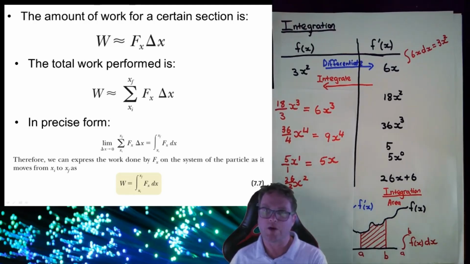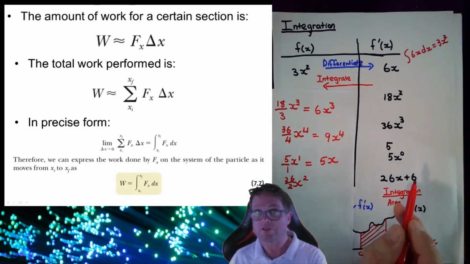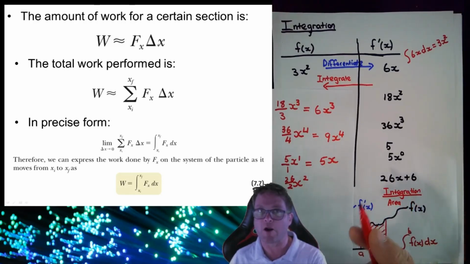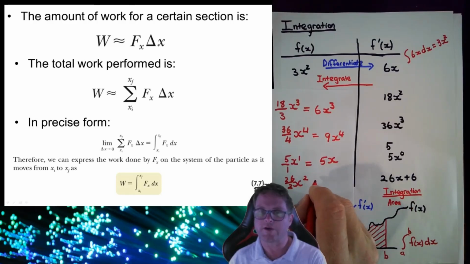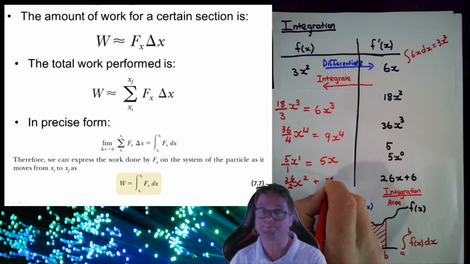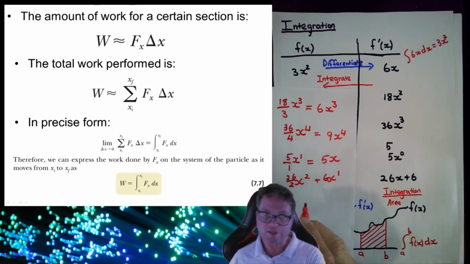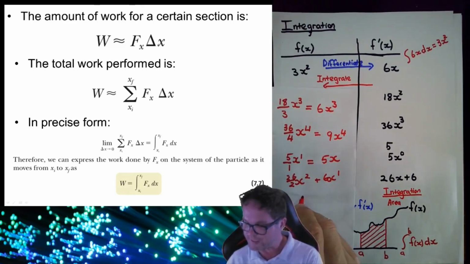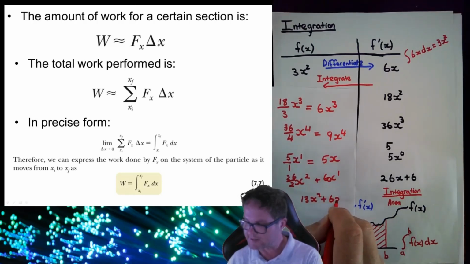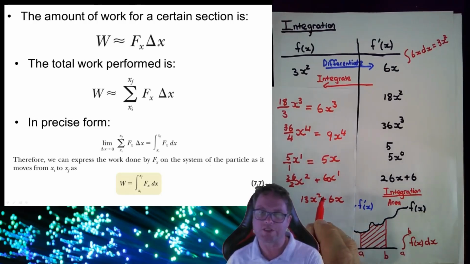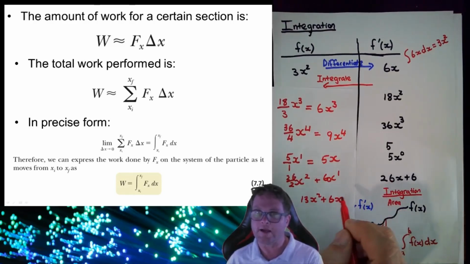Then we need to also take care of the second term. So remember, 6 is the same as 6x to the power of 0. So if I want to integrate x to the power of 0, then I make it x to the power of 1. And of course it's just going to be 6 divided by 1, which gives us the 6. So this then is equivalent to 13x squared plus 6x. And if we differentiate this, we get 26x plus 6, which shows that we've done our integration correctly.